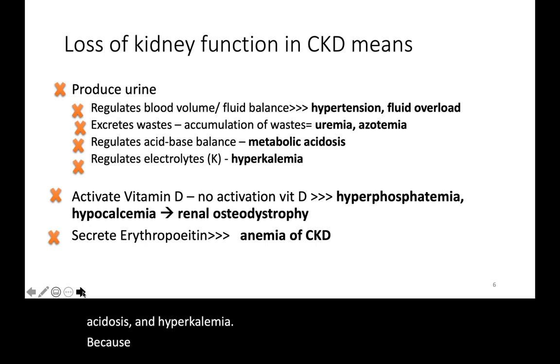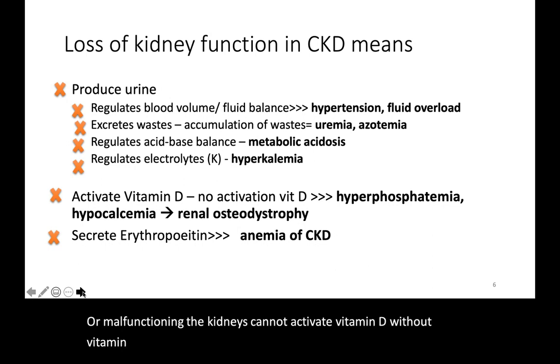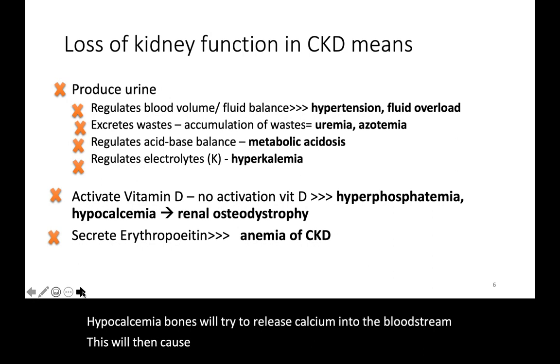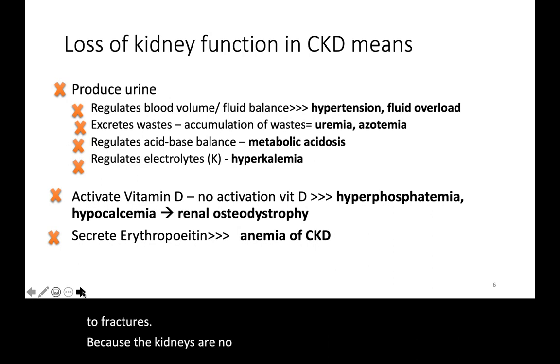Because the kidneys are non-functioning or malfunctioning, the kidneys cannot activate vitamin D. Without vitamin D, there will then be hypocalcemia. Because of hypocalcemia, bones will try to release calcium into the bloodstream. This will then cause renal osteodystrophy, which predisposes the person to fractures. Because the kidneys are no longer able to secrete erythropoietin, anemia of CKD sets in.